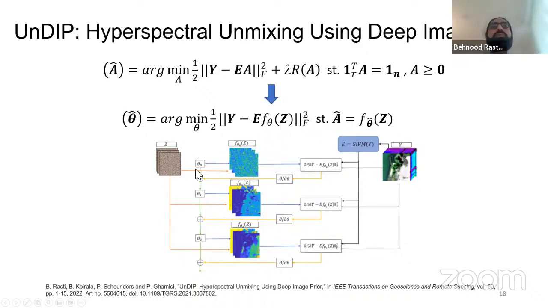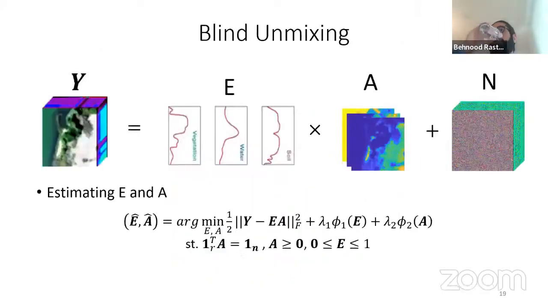After that, the input of the network is noise, and the network iteratively tries to minimize this term, this loss function. And finally, we get the abundances. Later we do some experiments with it. So let's move on to blind unmixing.